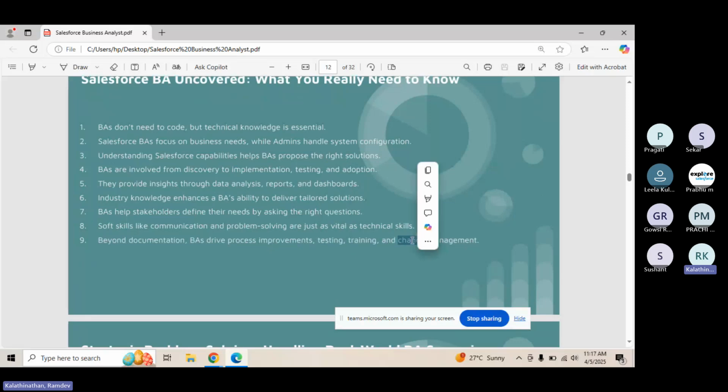And change management is more like, let's say we have implemented Salesforce and we have gone live, but adoption takes a back seat. Nobody's even using the system. They are still used to their old-style legacy system. Then you will need to see what to do to improve the adoption and how to facilitate the change, so that they find the transition very easy. So BAs will have to give inputs and support all of these activities as well. Okay.